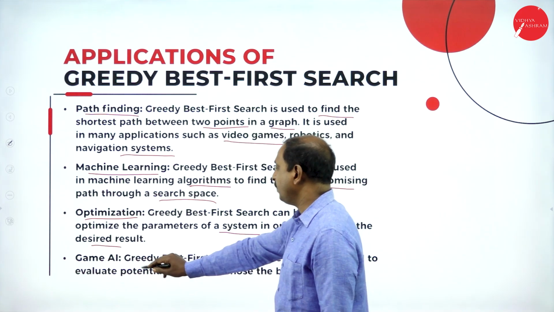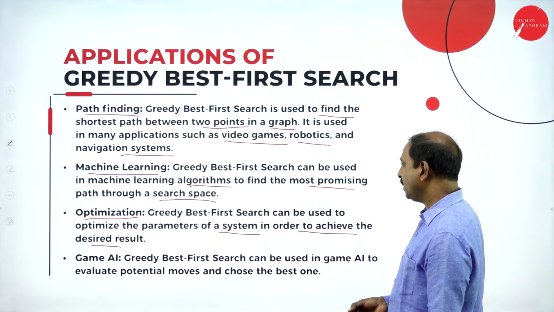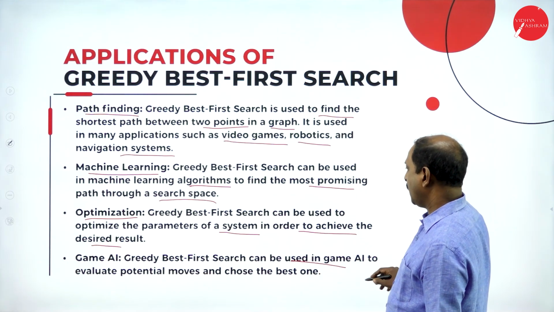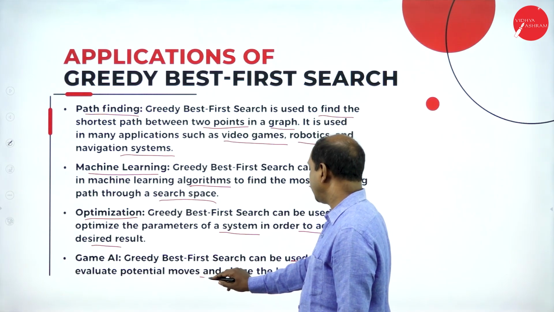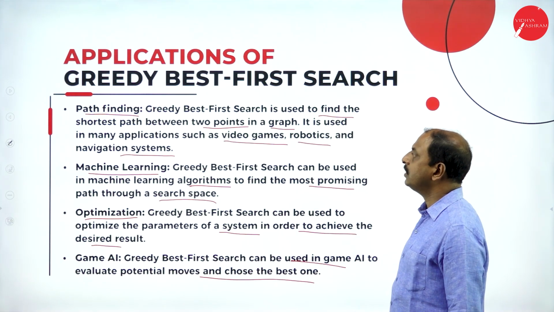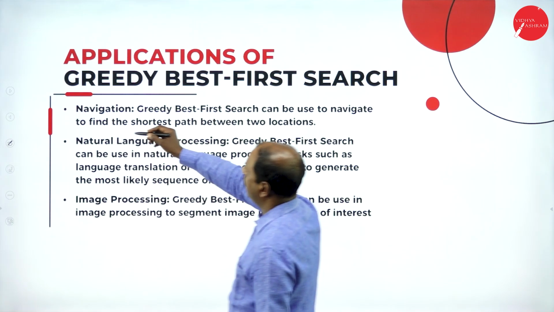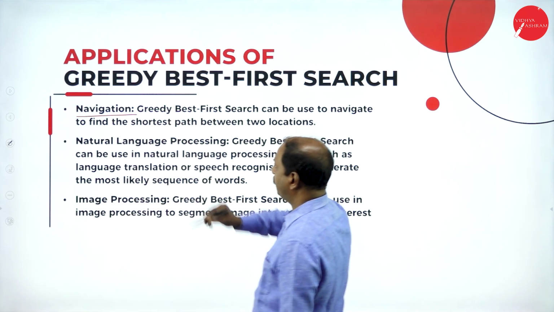Next one is game AI. This algorithm can be used in games also, in game AI, to evaluate the potential moves and choose the best one. So these are all the different applications of the greedy best first search algorithm. And in the next slide, we will see some other applications.